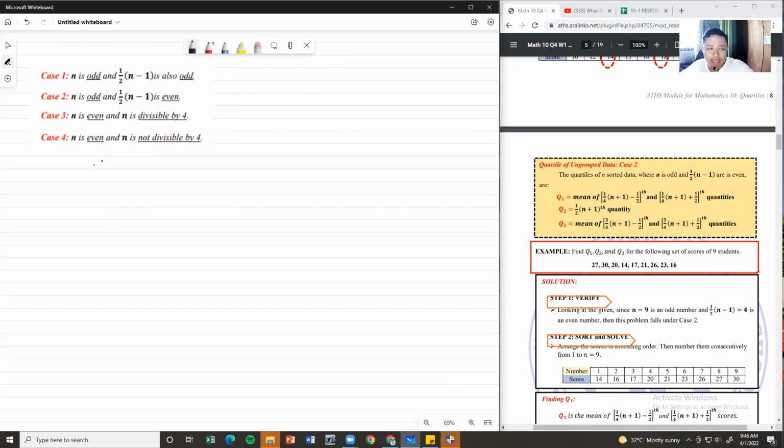So, case 3 is different. If a while ago we had that formula, now n should be divisible by 4 to be considered a case 3 problem. Okay, let's have this.